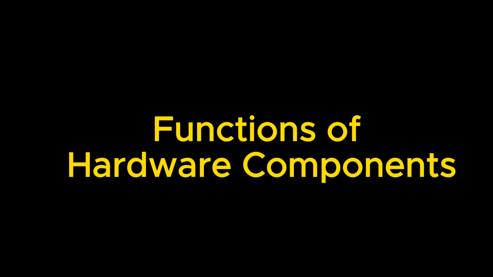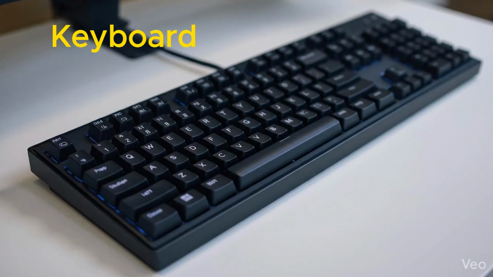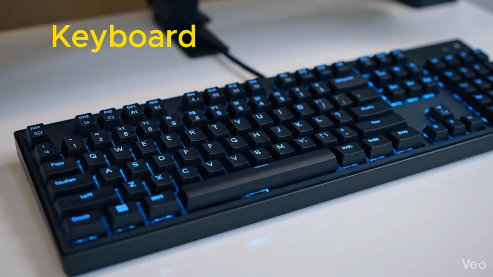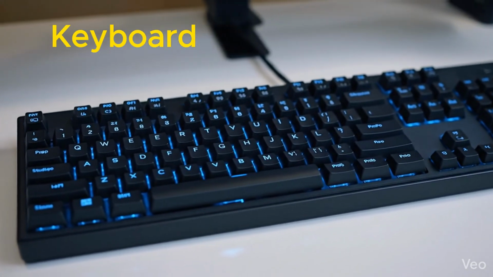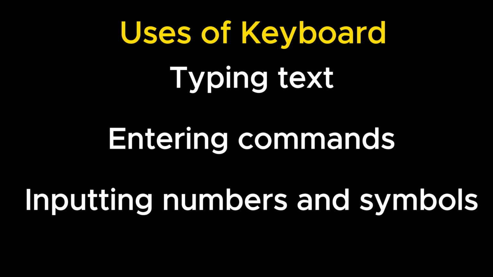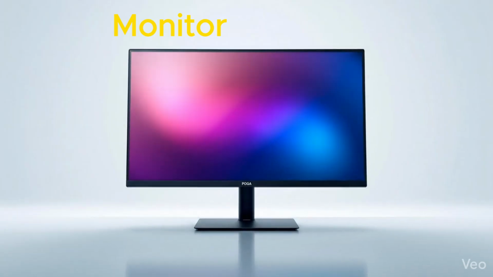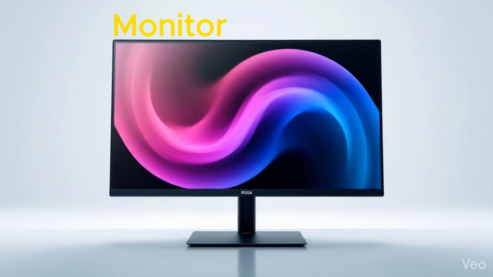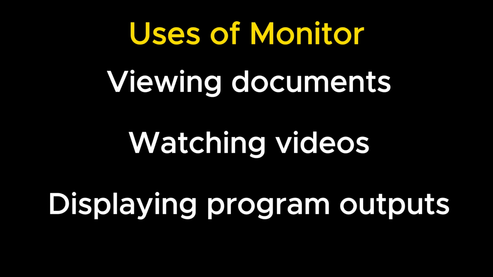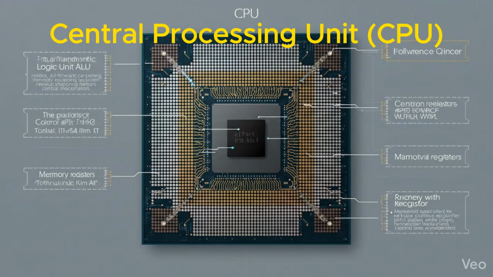Functions of hardware components. Keyboard. The keyboard is an input device used for entering data and instructions into the computer. Uses: typing text, entering commands, inputting numbers and symbols. Monitor. The monitor is an output device that displays information visually. Uses: viewing documents, watching videos, displaying program outputs.